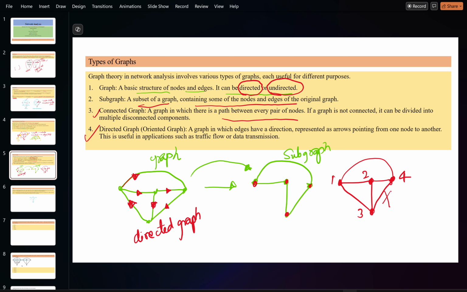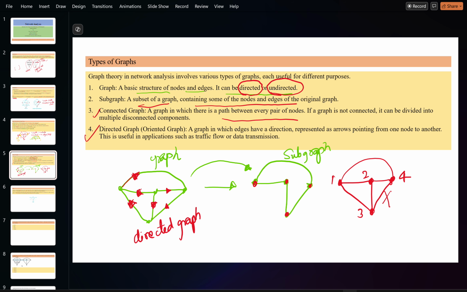Directed graph or oriented graph, which I have already explained, must be given the direction of the current. So from which node to which node the current is flowing, suppose from A to B or B to A basically. Okay.